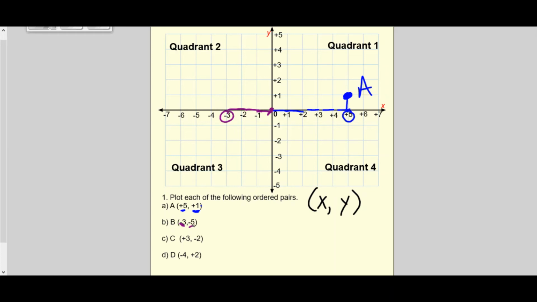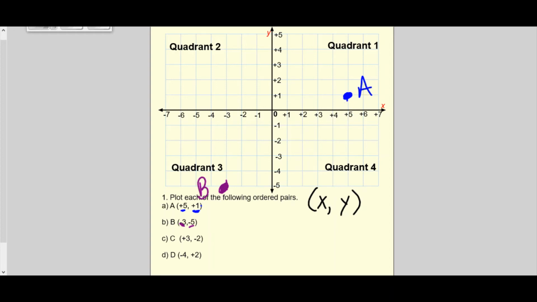Then I want to go -5 on the y. Remember, y moves your graph up or down. So I want to go down because it's negative. Negative means go down on the y. So I'm going to go down 5. 1, 2, 3, 4, 5. So right down here. So this is point B. And then I'm going to just erase these guidelines here. So those guidelines will help you get to your destination.